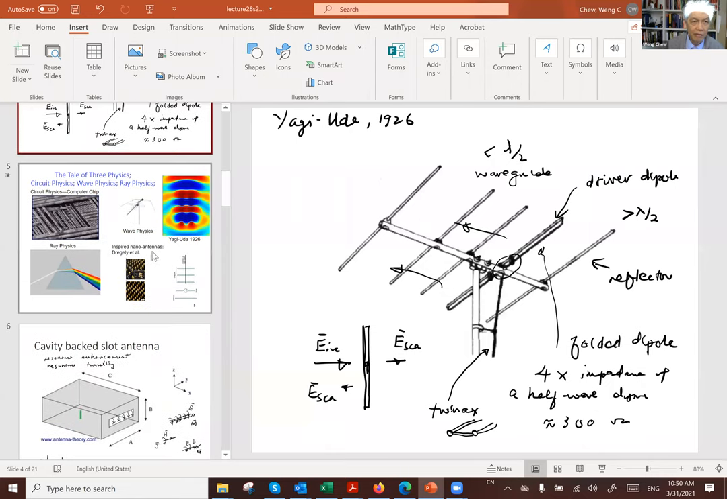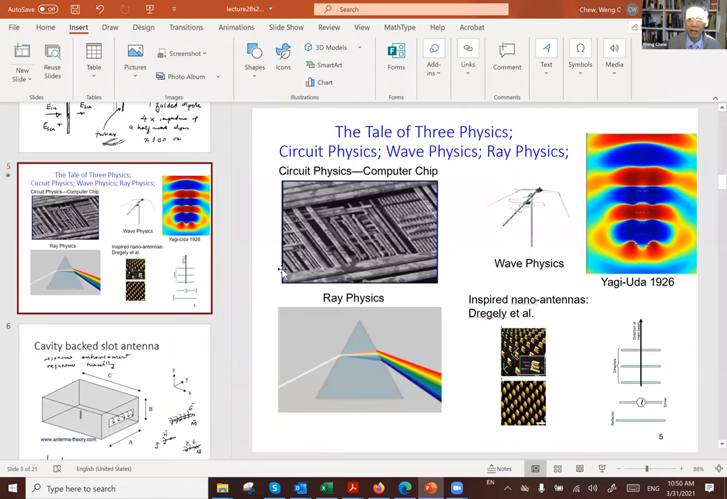So I like to emphasize that there are actually three kinds of physics that emerge from Maxwell's equations. One physics is circuit physics. That is when the wavelength is very, very long compared to the structure. I think we went through the lecture on circuit theory. So when the structure of something is very short compared to wavelength, you can apply circuit theory. And this happens inside the computer chip.